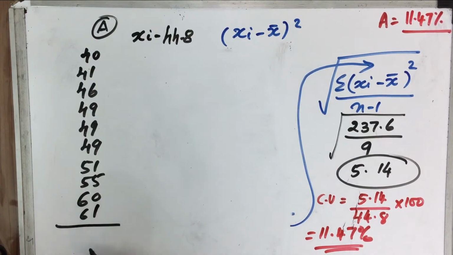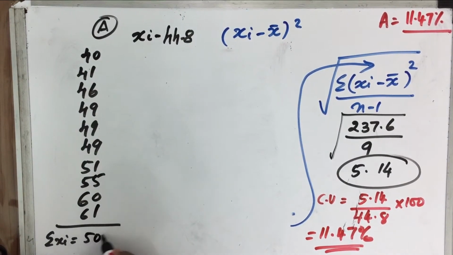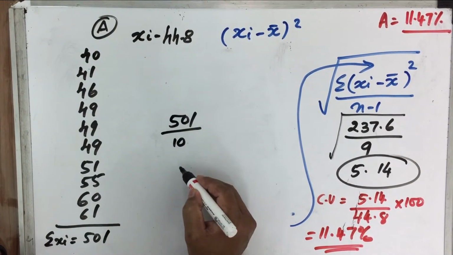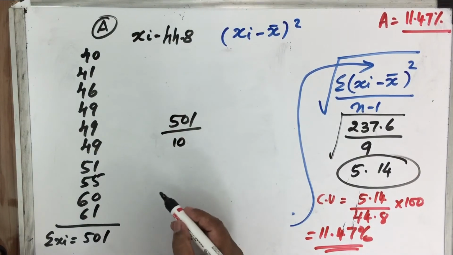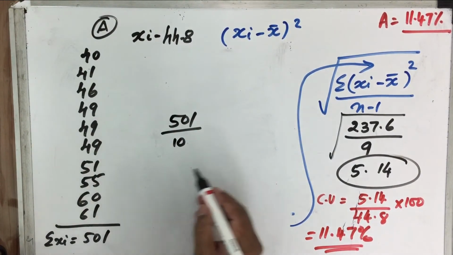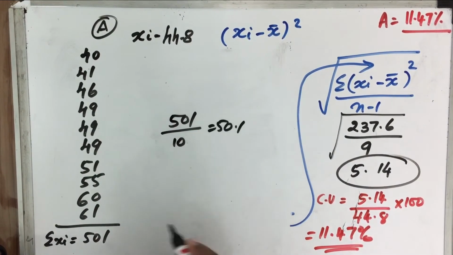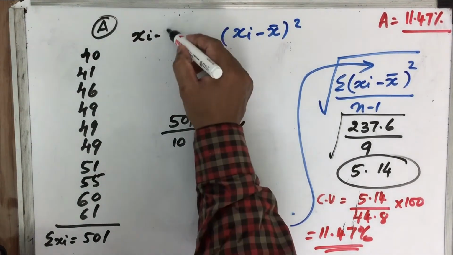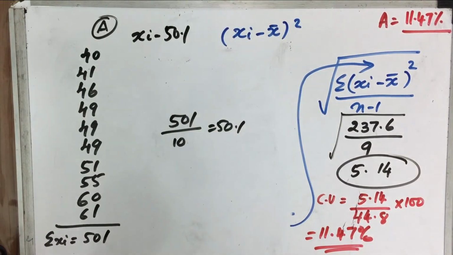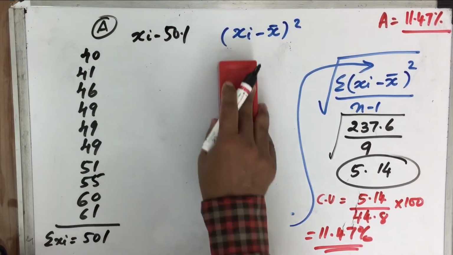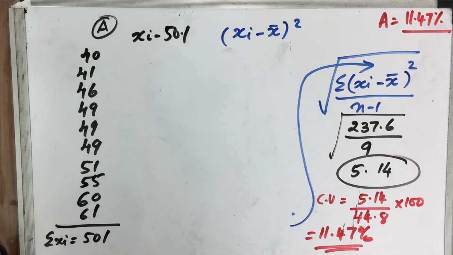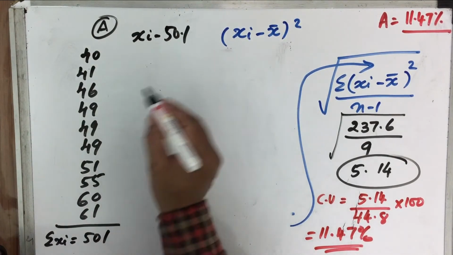So the summation of all this, that is xi, is equal to 501. So we know that 501 divided by 10 is equal to 50.1. So therefore we replace this value. Now our x bar has changed into 50.1. So therefore now we need to find xi minus x bar.